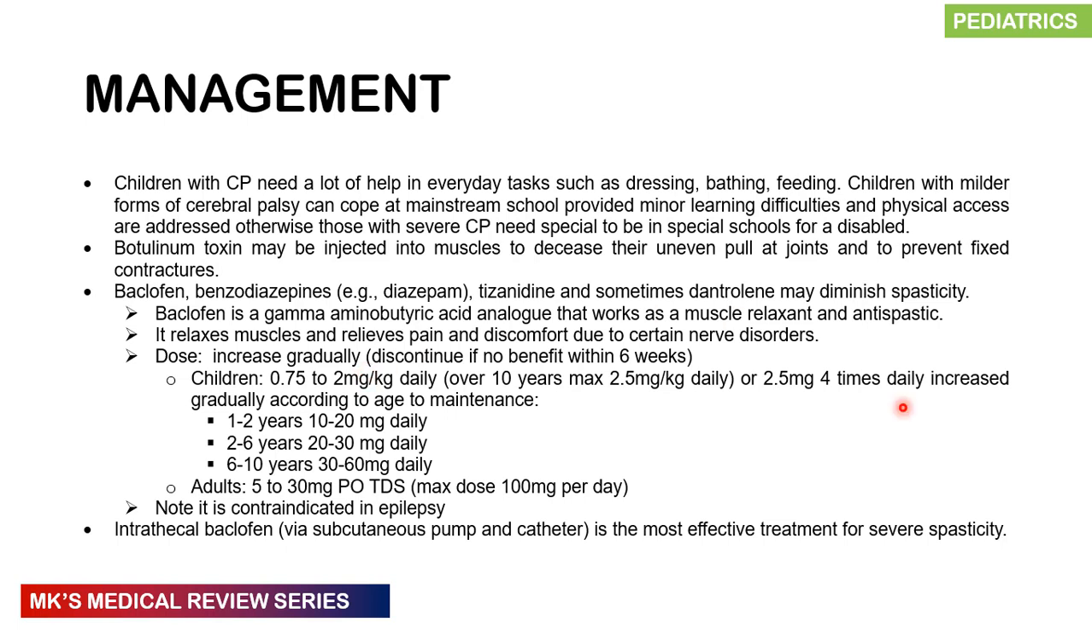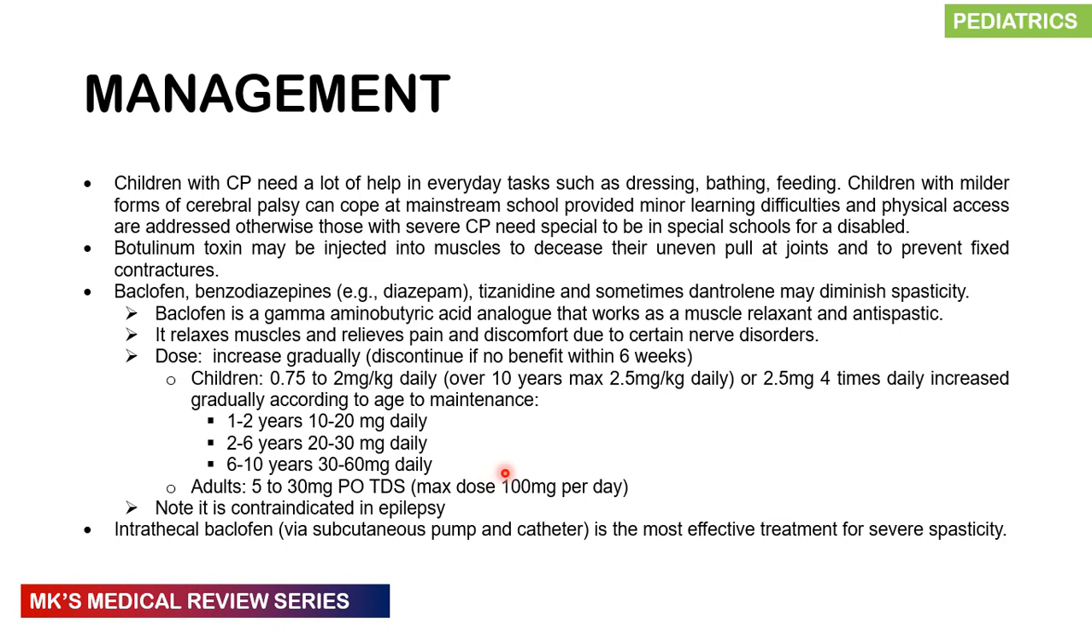Or you can start off at 2.5 milligrams 4 times a day, then you increase gradually until you reach the maintenance for their age. So if it's 1 to 2 years, it's about 10 to 20 milligrams per day. If it's 2 to 6 years, it's about 20 to 30 milligrams per day. If it's 6 to 10 years, about 30 to 60 milligrams per day. Then for the adults, 5 to 30 milligrams per day. But remember, with a maximum dose of 100 milligrams per day.